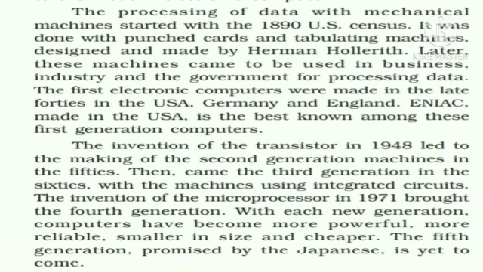The invention of the transistor in 1948 led to the making of the second generation machines in the 50s. Then came the third generation in the 60s with the machines using integrated circuits. The invention of the microprocessor in 1971 brought the fourth generation. With each new generation, computers have become more powerful, more reliable, smaller in size, and cheaper. The fifth generation, promised by the Japanese, is yet to come.